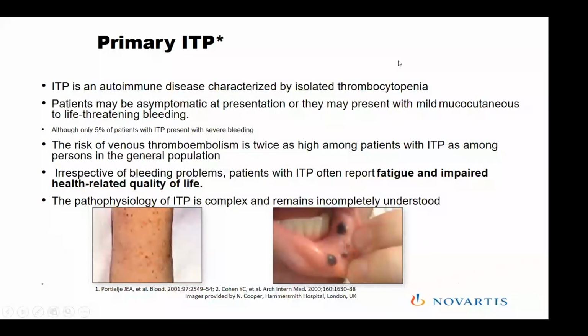Primary ITP is an autoimmune disease characterized by isolated thrombocytopenia. The patient is usually asymptomatic at presentation, but some patients present with mild mucocutaneous bleeding, and in some subset of patients, approximately 5%, present with life-threatening bleeding. Not only bleeding is common here. Risk of venous thromboembolism is higher in patients with ITP than in the general population. Also, patients with ITP report more fatigue and impaired quality of life. And the pathophysiology of ITP is complex, as Dr. Khalid showed us, and remains incompletely understood.